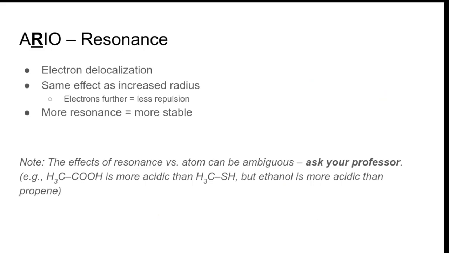So the R in ARIO stands for resonance. We already kind of talked about this, but electron delocalization. Yes, generally, Ahmed, radius does generally tend to trump electronegativity, yes. So similarly to how we want to spread the electrons out over a bigger atom, electron delocalization also is a really big consideration, and the best way to do that is resonance. Because essentially we're taking electrons and spreading them out over a larger portion of atoms. So more resonance pretty much means more stable, right?